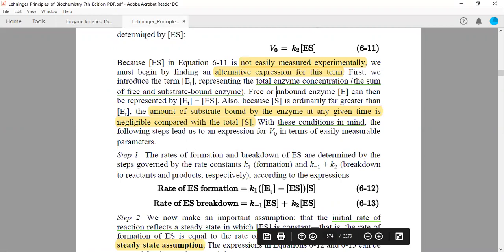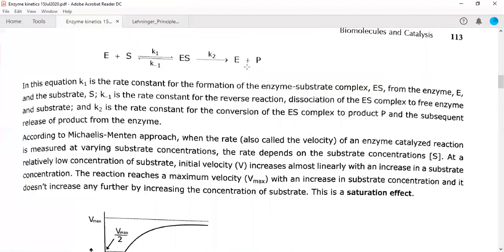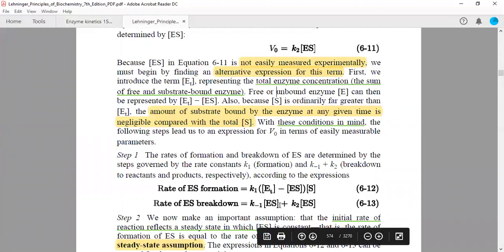Similarly for breakdown, we have only one reactant, the enzyme substrate complex, and two rate constants, K2 and K minus 1, since it can dissociate in both directions. So for breakdown we have taken two values, K minus 1 times ES and K2 times ES, and we have added both for the total breakdown of the enzyme substrate complex. Fine. Hope this is clear. If not, please raise a query. Then we will go to the next step.